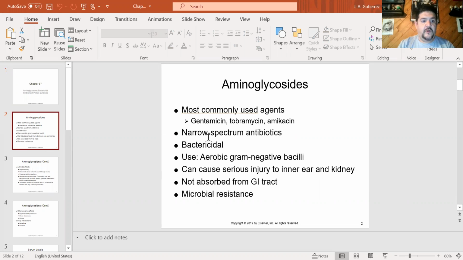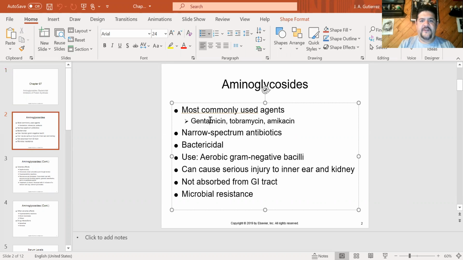The most common ones: gentamicin, tobramycin, amikacin. So most of them have that mycin sound at the end. Aminoglycosides are very good for aerobic gram-negative bacilli. So infections where the bacteria can breathe. That's what aerobic means. In these infections, we can find a gram-negative bacteria that can breathe.